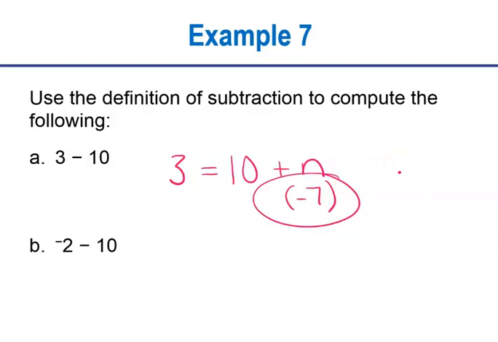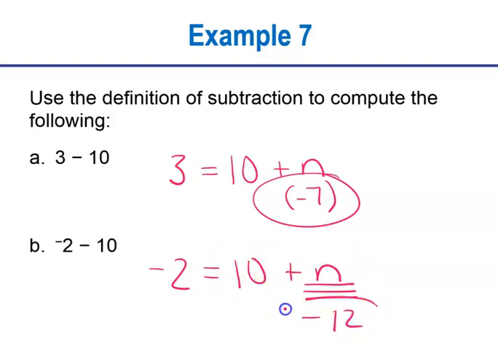Ready to try this again? So here we have negative 2, using the definition, is equal to 10 plus n. Of course, we're looking for our value of n. What would we have to add to 10 to make the answer negative 2? Again, if we add a positive integer, our answer is just going to get bigger than 10. So we're going to have to add a negative. And not only that, it's going to have to be a negative value that is more negative than 10 is positive. So how about negative 12 would pull that off? So that's using the definition they have.